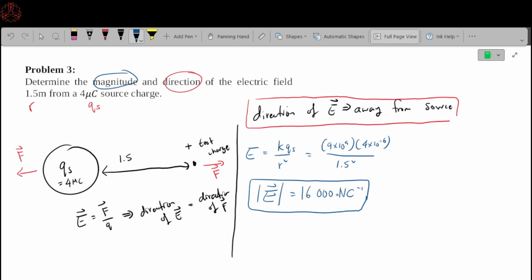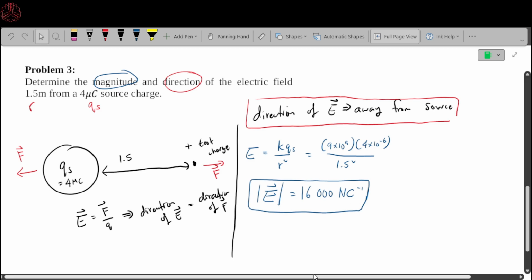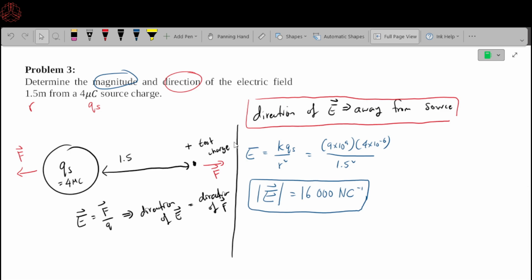All right, so there are two parts to the answer to this question, which is the magnitude and direction. And here what we learned is that the direction of the electric field is going to be the same direction as the net force, or just the force. Okay, let's deal with electric fields from multiple sources in the next part of this video.